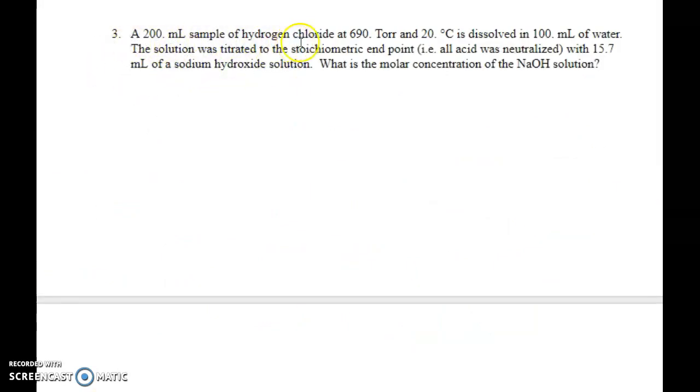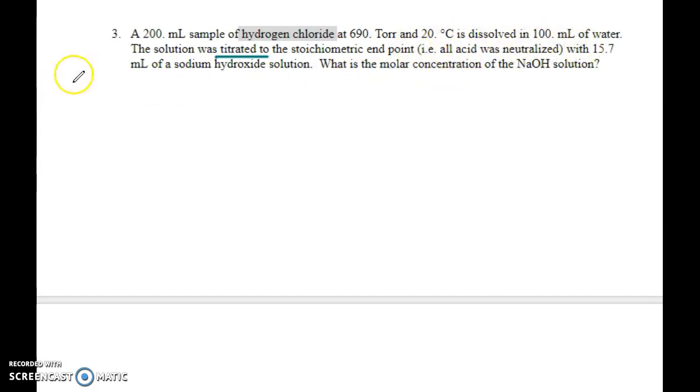A 200 milliliter sample of hydrogen chloride at 690 torr and 20 degrees Celsius is dissolved in 100 milliliters of water. So again, this is telling you it's a gas. Then the solution was titrated, so that tells you there's a chemical reaction going on for the stoichiometric endpoint, i.e., all your acid was neutralized with 15.7 milliliters of a sodium hydroxide solution. And it wants to know what's the molar concentration of the NaOH solution.